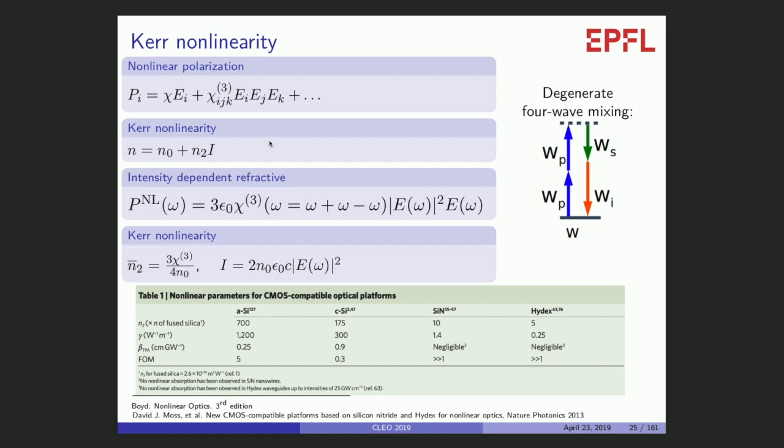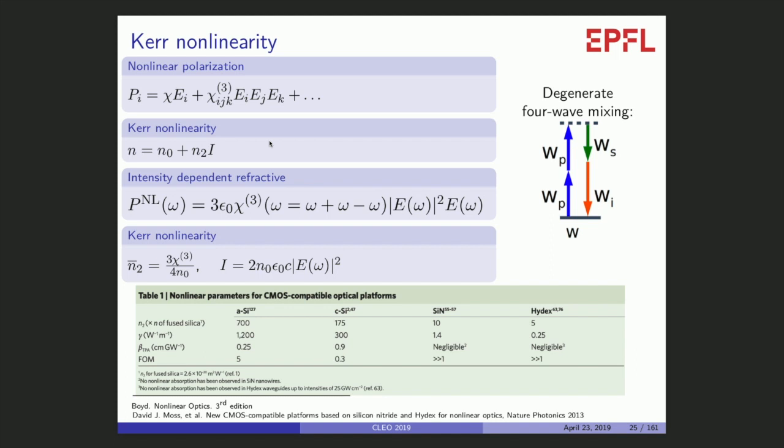And so this chi3 coefficient can be expressed here as Kerr nonlinearity in the following way. We can look at the contribution of a nonlinearity that is proportional to the field itself. So I've written a field here as E of omega, so in the Fourier domain. And if you do that, what you find is that the nonlinear contribution that is occurring at the signal frequency itself, so the so-called self-phase modulation, would just be 3 times epsilon 0 times chi 3.